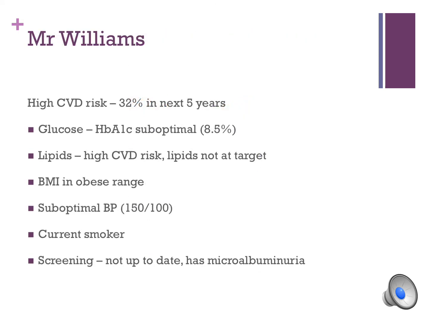So based on the GLOBES mnemonic, we can see that Mr. Williams' HbA1c is suboptimal at 8.5%. His lipids aren't at target. His BMI is in the obese range. His blood pressure is suboptimal at 150/100. He's a current smoker. His screening is not up to date. And based on his urinary albumin-creatinine ratio, he has microalbuminuria.